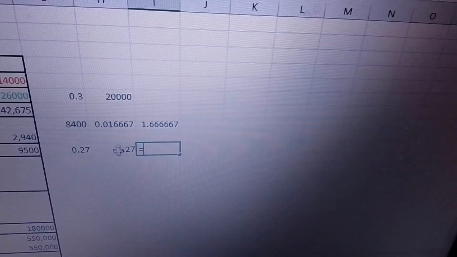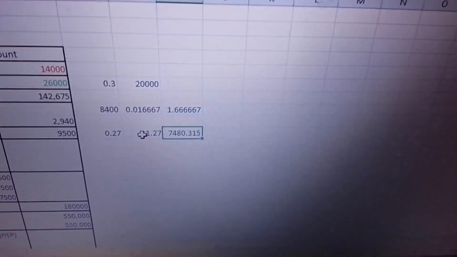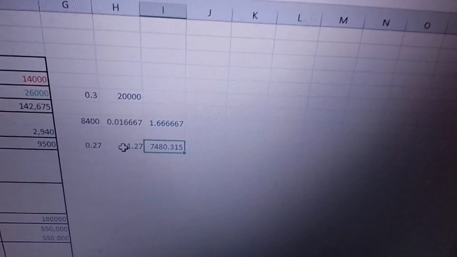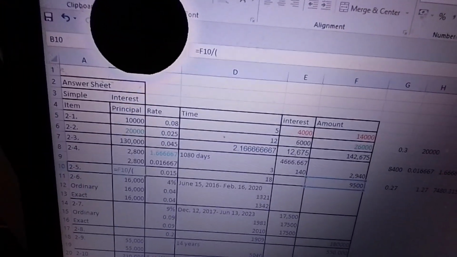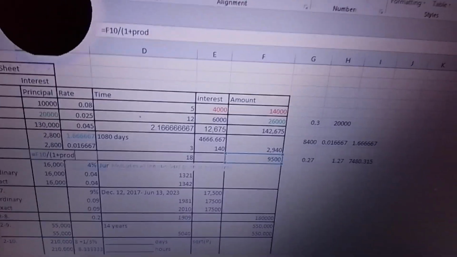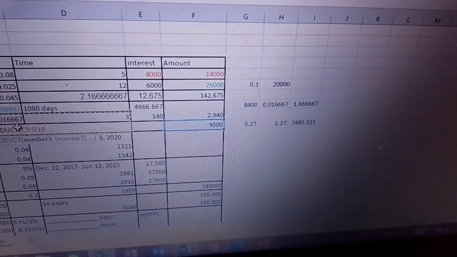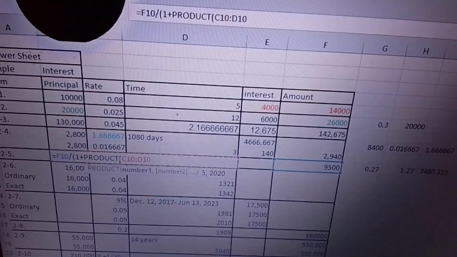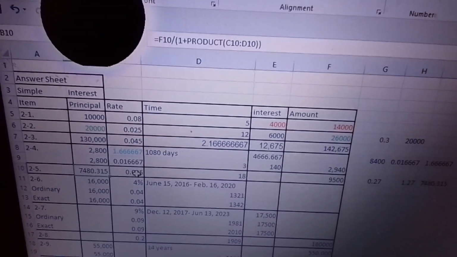Then, 1.27, we need to divide it from the amount. Amount divided by the answer that we get. And we're supposed to get 7,480 pesos and 32 cents. Diba? If I were to do this here, ganito kasi yun. So therefore, we start with the final amount of 9,500. 9,500 divided by 1 plus the product of this one. You see my cell is already highlighted, diba? And then we do this. Then, did we get the same principal? Yes, we still got the same principal.